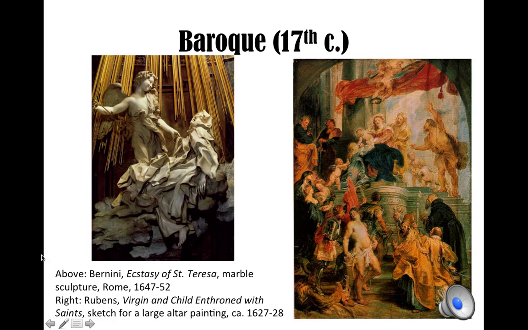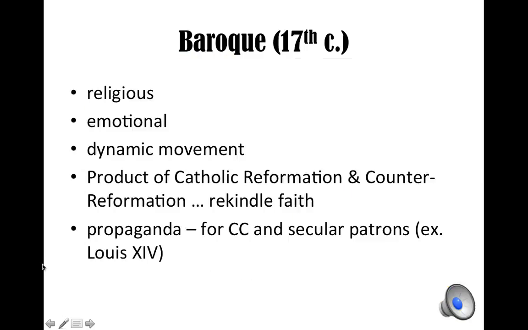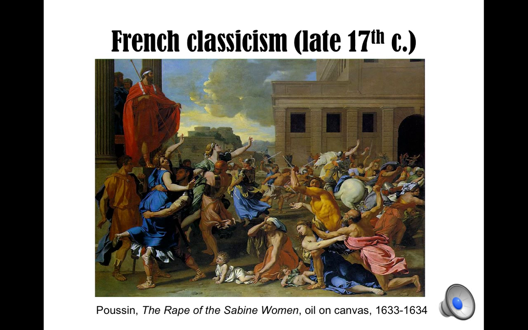Baroque is part of the Roman Catholic Church's revival of their intensity, their connection. And you have Bernini here, greatest example of Baroque, and Peter Paul Rubens, Virgin and Child Enthroned with the Saints. And again, it's very dramatic, and it's part of the Counter-Reformation. So Baroque is religious, emotional, movement, Catholic Reformation, Counter-Reformation, whatever you want to call it, rekindling of the faith, and it is propaganda that is used for secular patrons like Louis XIV in his Palace of Versailles.